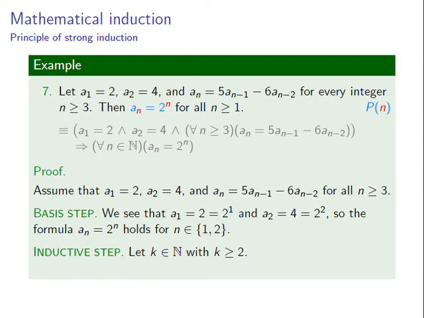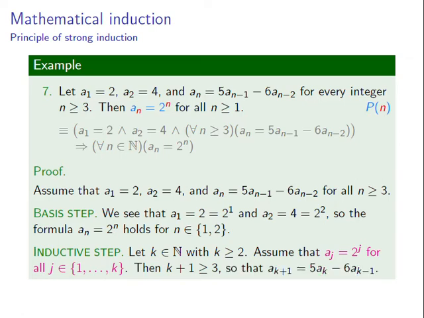Let k be a natural number greater than or equal to 2, and assume that aj is equal to 2 raised to j for all natural numbers j from 1 to k. Since k is greater than or equal to 2, k plus 1 is greater than or equal to 3. So by the hypothesis, the term a(k+1) is equal to 5 times ak minus 6 times a(k-1).